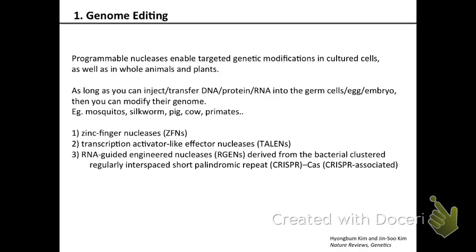So what are the different types of technologies that people use? One is called zinc finger nucleases. The second one uses transcription activator-like effector nucleases called TALENs. And the third one, which is CRISPR and is the crispiest, is the RNA-guided engineered nucleases, RGNs, derived from bacterial clustered regularly interspaced short palindromic repeat, so in short CRISPR, and Cas enzyme, which is named because it's CRISPR associated.